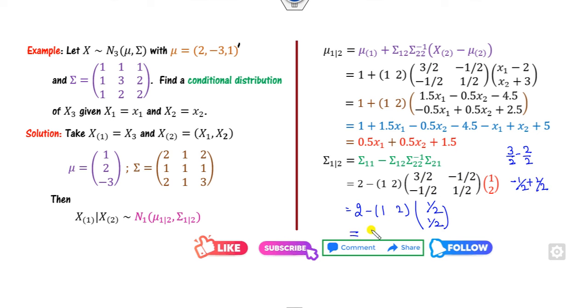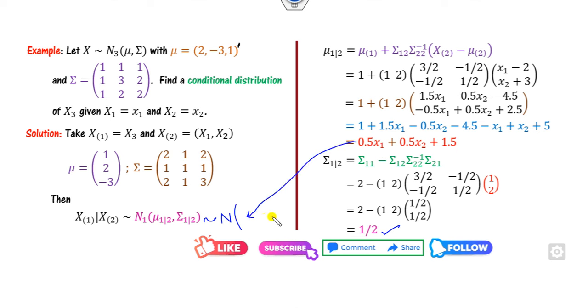Now you can multiply them. It will be 2 minus half plus 1. So it's 3 by 2. That comes to be 2 minus 3 by 2. That is 1 over 2, the right answer. So I can substitute here. It follows the normal distribution with the mean this quantity, variance 1 by 2.